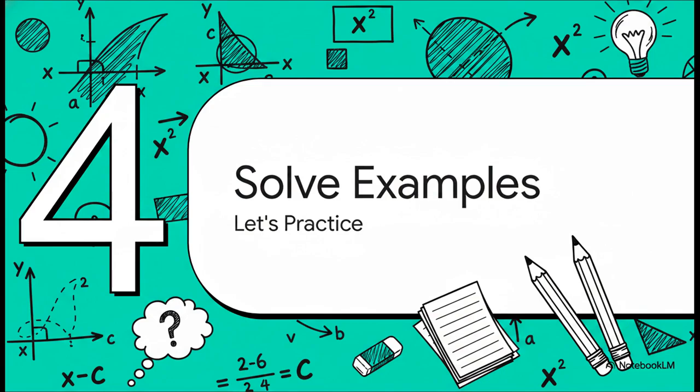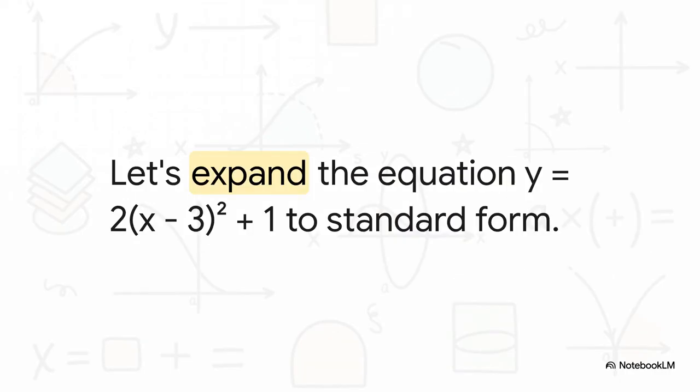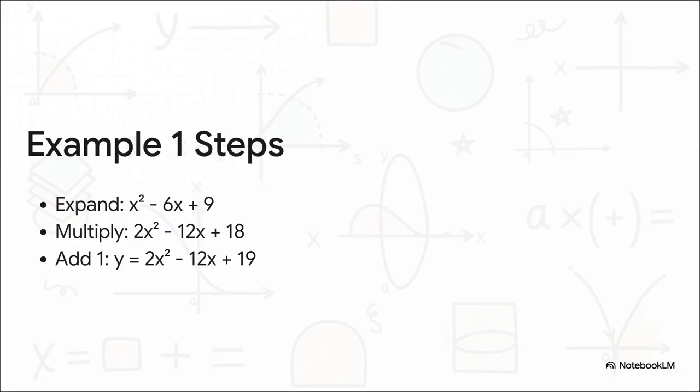Section 4, let's solve some examples. All right, here is the first equation we're going to explore together. y equals 2 times the quantity of x minus 3 squared plus 1. Notice how it is perfectly set up in vertex form? Now let's apply those 3 steps. Let's see how this builds step by step. Step 1, we expand the square, so x minus 3 squared becomes x squared minus 6x plus 9.